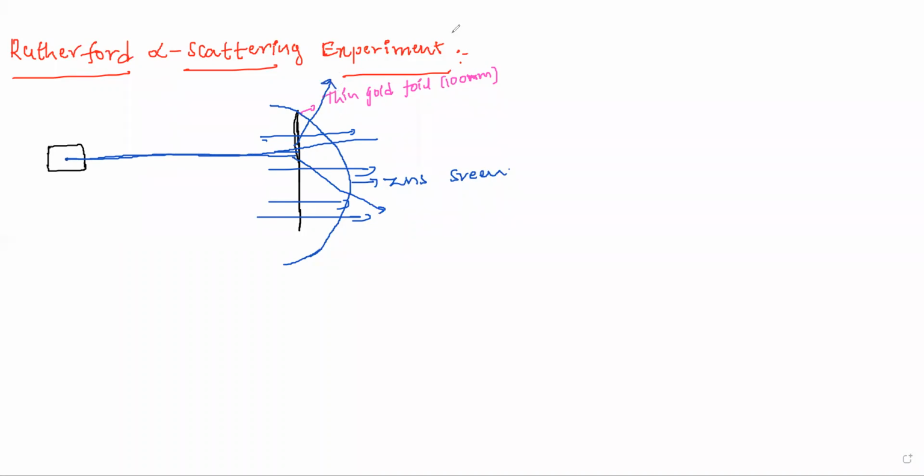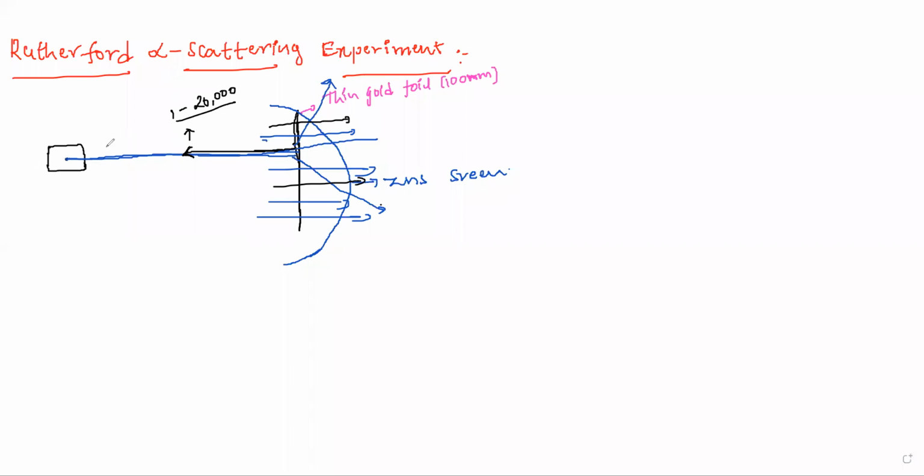Very few are deflected exactly 180 degrees. It is 1 out of 20,000 rays; one alpha ray will come back exactly 180 degrees. Remaining all are moving through the gold foil without any deflection. Very few are deflected at some angles, and 1 out of 20,000 alpha rays come exactly back again.